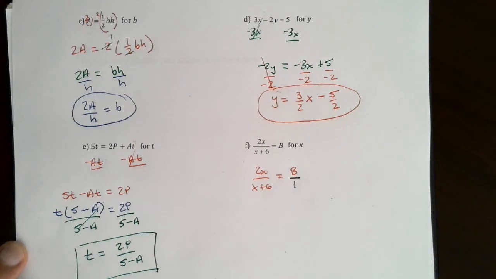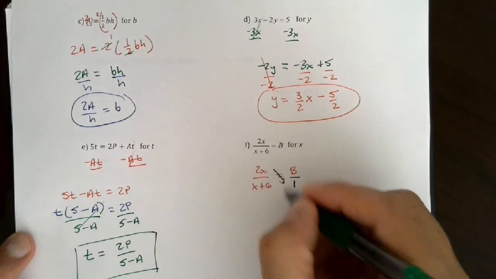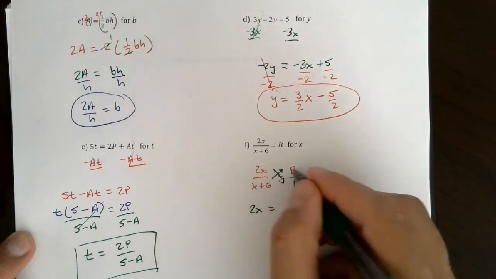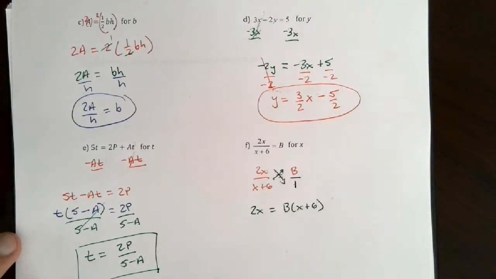When you have a fraction equal to a fraction, we know how to solve this. You cross multiply. So we can do 2x times 1, which gives us 2x, is equal to x plus 6 times b, which I'll write as b times x plus 6. Now, remember the reason why we cross multiply. You only cross multiply when you have a fraction equal to a fraction. It's a way of clearing fractions so it's easier to solve an equation. All right, so that's what cross multiplying really does.